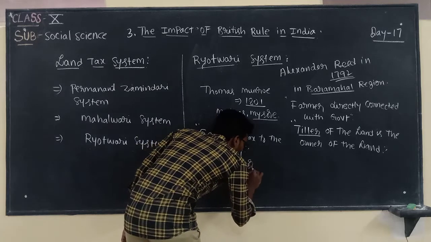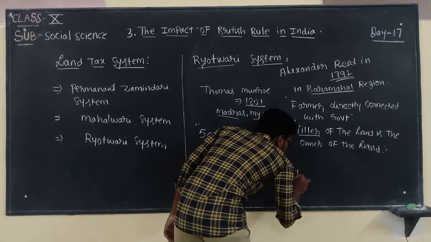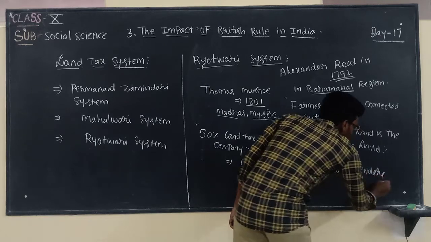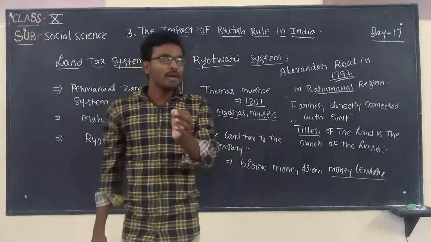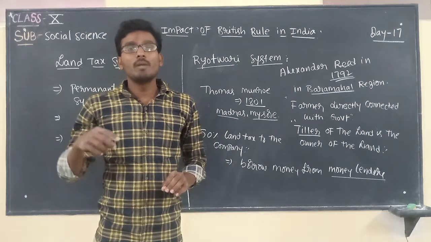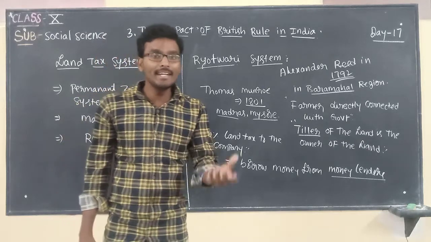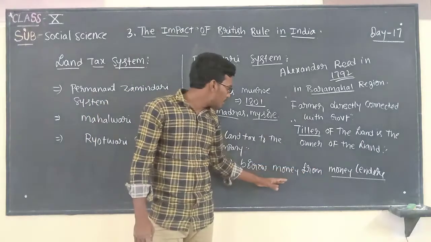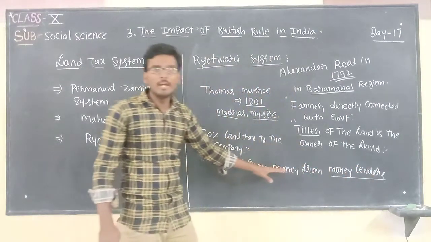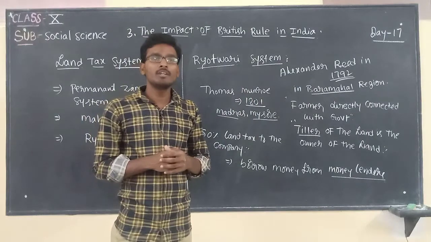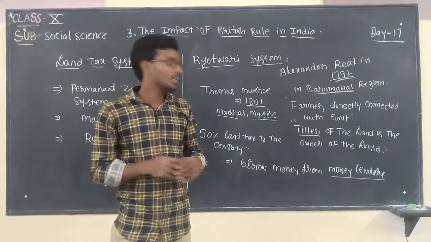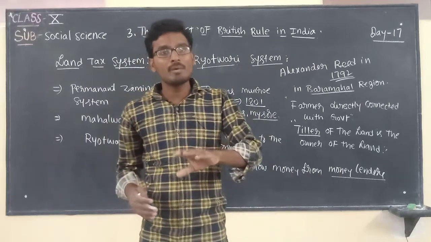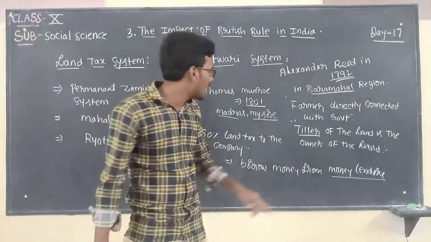The farmers borrow money from money lenders. Generally, who are money lenders? In your villages, you may observe that, right? Some people provide money at a high interest rate to farmers who are in need. Those are known as money lenders. So the farmer will borrow money from the money lenders and pay it to the East India Company. Here the farmer will be suffering a lot. Why? Because they are paying land tax to the East India Company by borrowing money from the money lenders. After that, the farmers are unable to pay the money back to the money lenders.